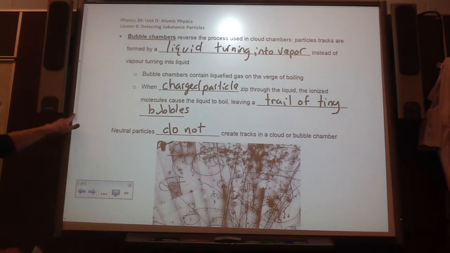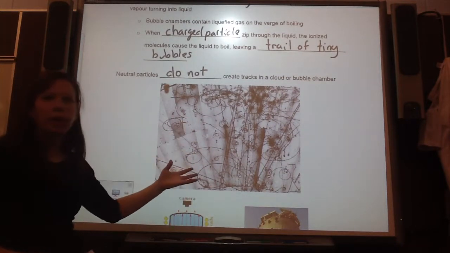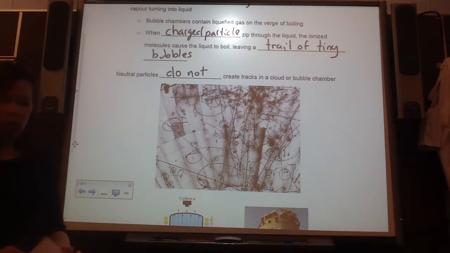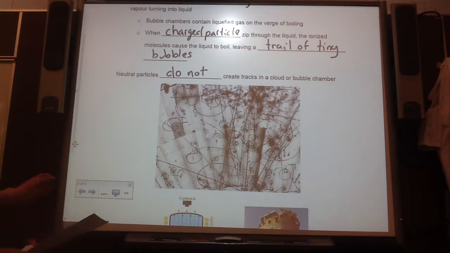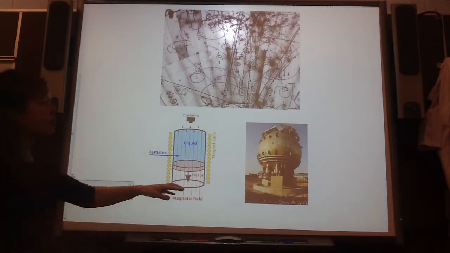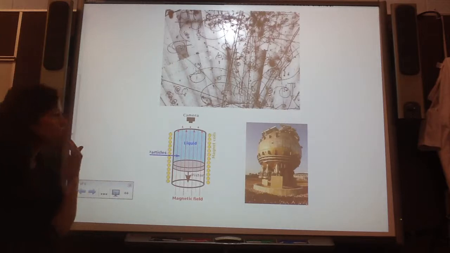So here is another picture showing radioactive activity. And so you can see there's a lot of spiraling, lots of different things going on here, okay? And this is an example of what a bubble chamber would look like.